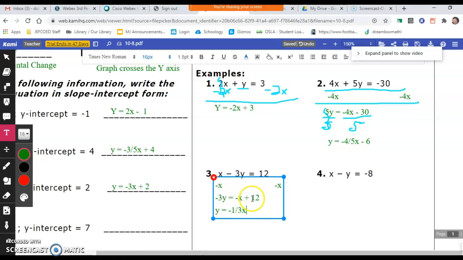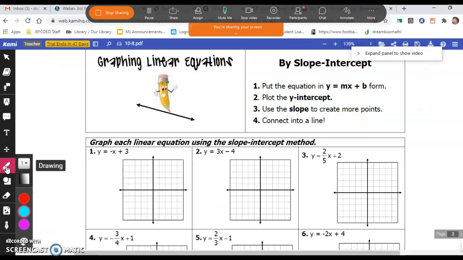Now we've got to divide that 12 by 3. So 12 divided by -3, you guys should know, is going to be -4. All right, so we looked at slope-intercept form and standard form, two different forms of linear equations.